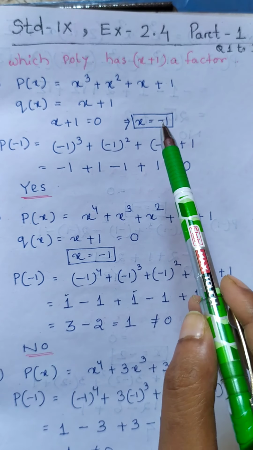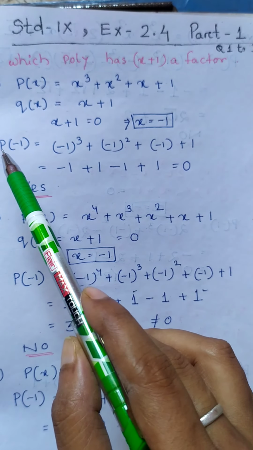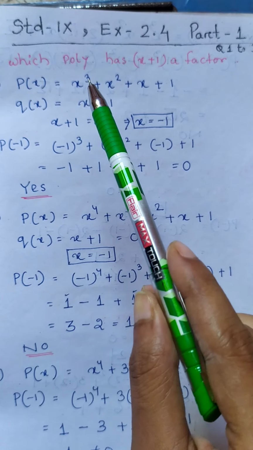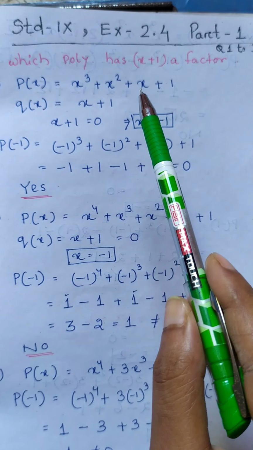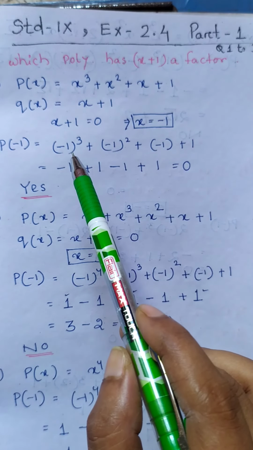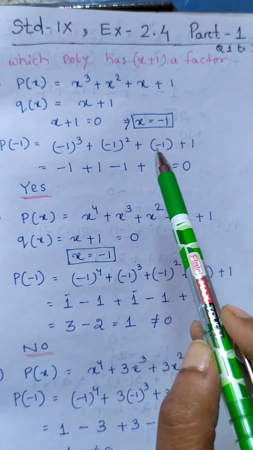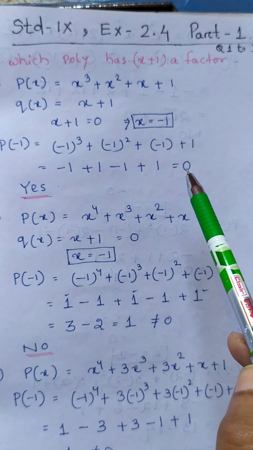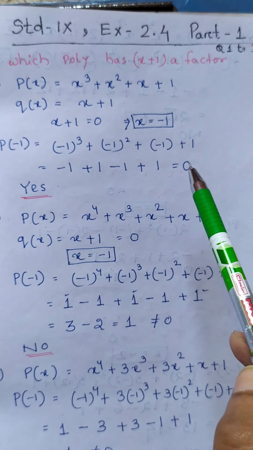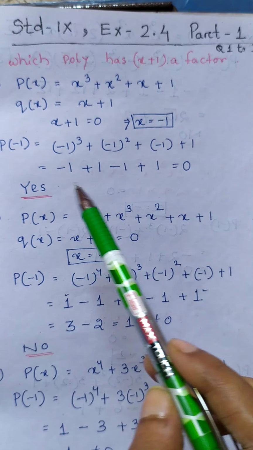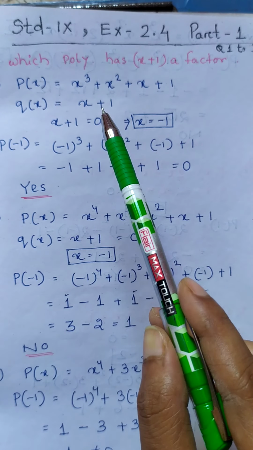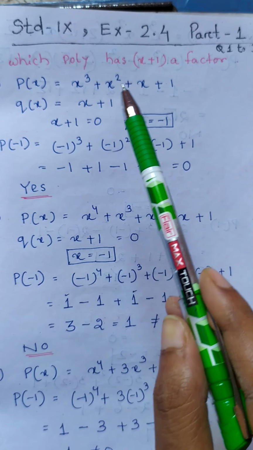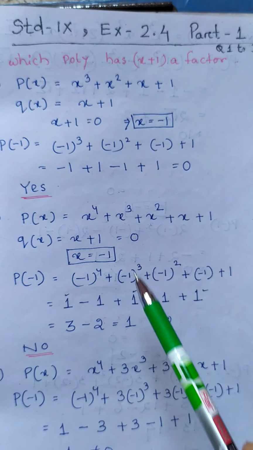Putting this value of x in p of x, we will write p of minus 1, whose value is x cube plus x square plus x plus 1. So cube of minus 1 plus square of minus 1 plus minus 1 plus 1. Ultimately it comes as 0. As 0 is coming, that means the remainder is 0. That means yes, this particular polynomial is a factor of this one.